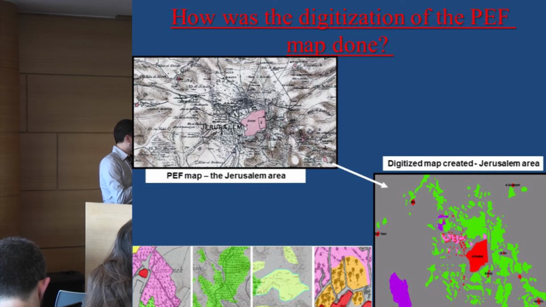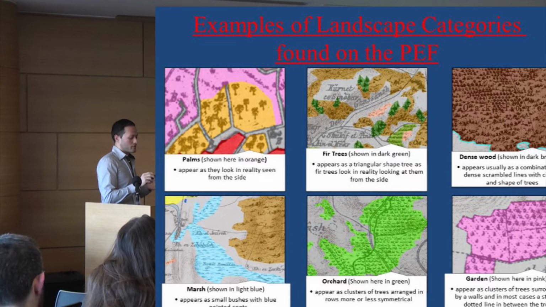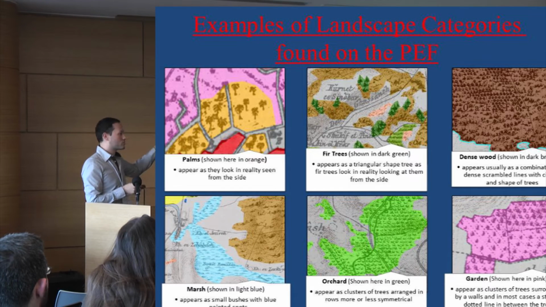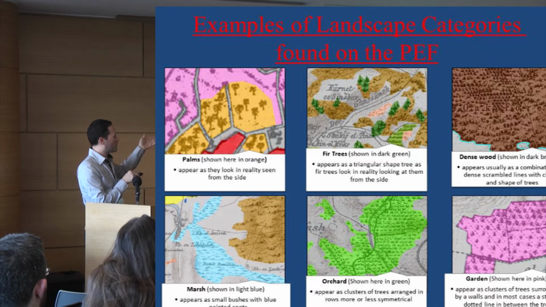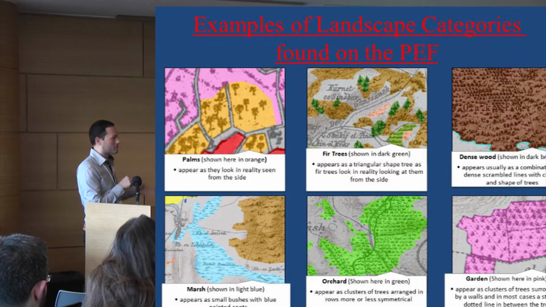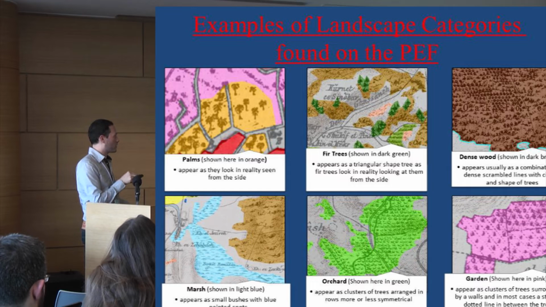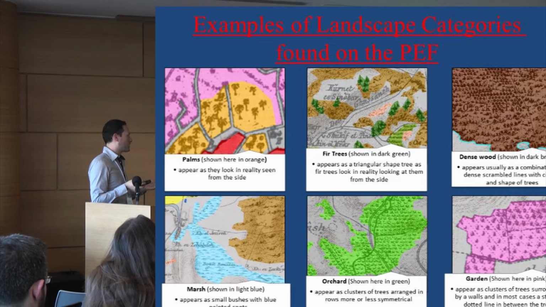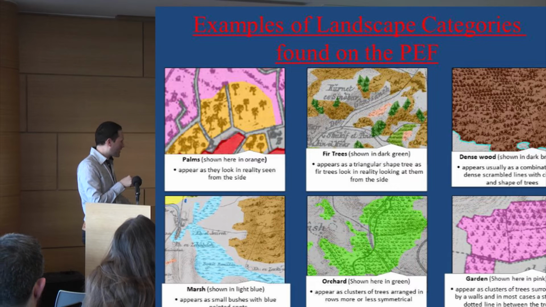Here I will give you an example of 6 features shown on the map. What you see here is 2 layers. You have the PEF map below, and the color with the shape of the polygon is the digitized layer we made. So here you have palms, for example. They do look like palms, I think. You have fir trees, you have dense wood, and sometimes they would also write which wood. Here you have oak forest, but sometimes they would write olive trees or other things. The bluish here is marshland. Here you have orchards, and here they look like orchards, but they are surrounded by a wall and dotted lines, those are gardens.